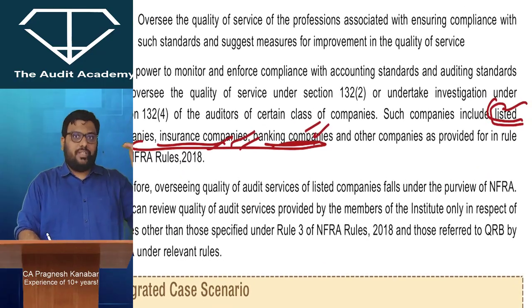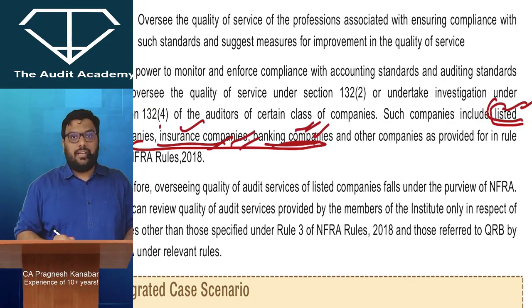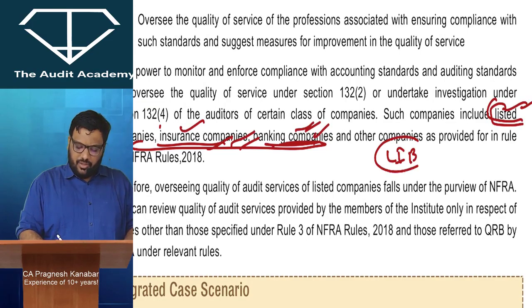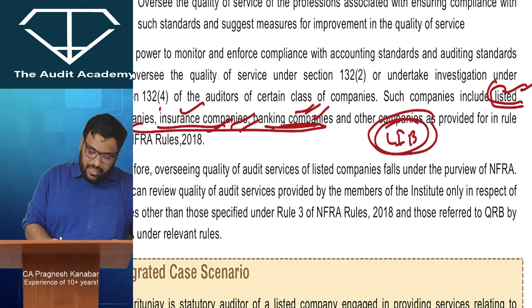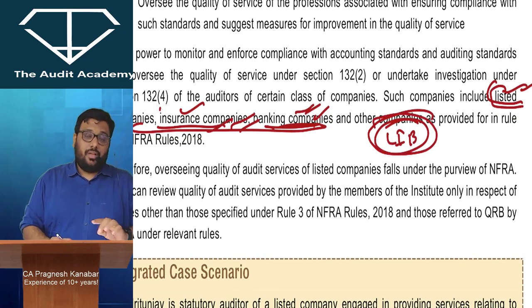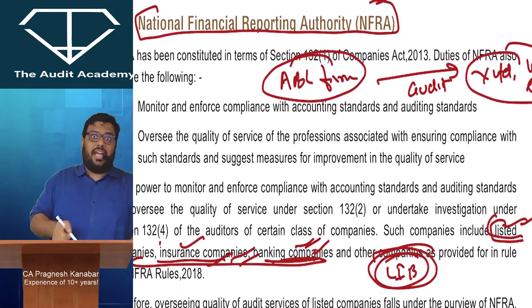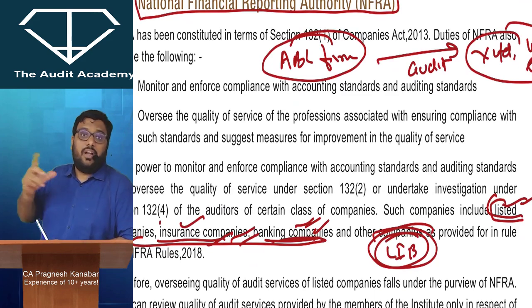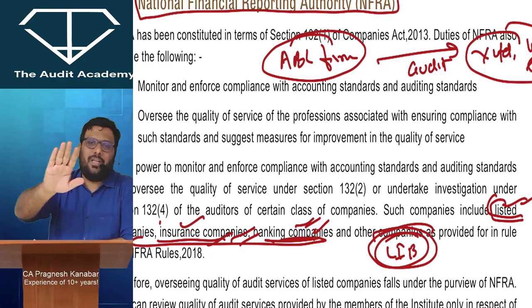Actually, there are 5 to 6 types of companies, but they have given only 3. Listed companies, insurance companies, and banking companies. Now listen to me very carefully. For these 3 companies, only the National Financial Reporting Authority can investigate the quality of accounts and audit. Peer review board can always investigate here because peer review board is created by the ICAI.